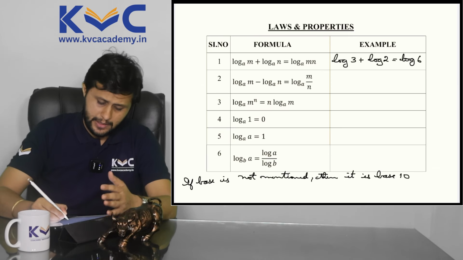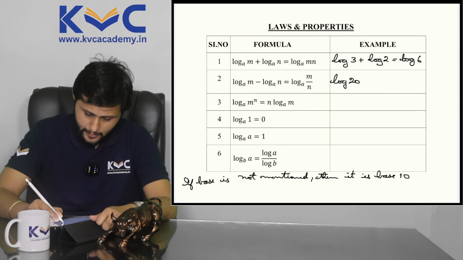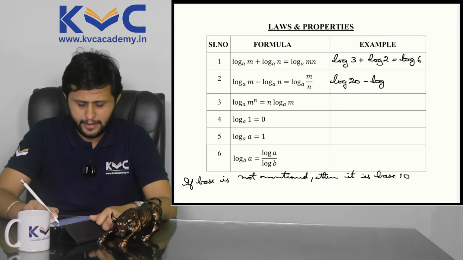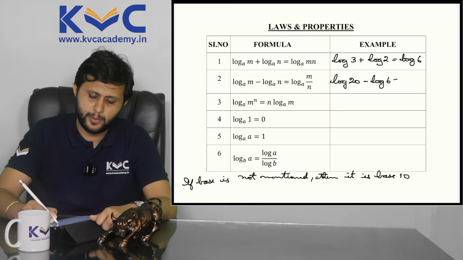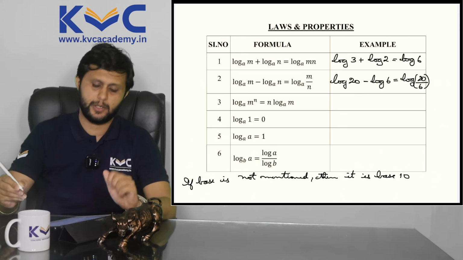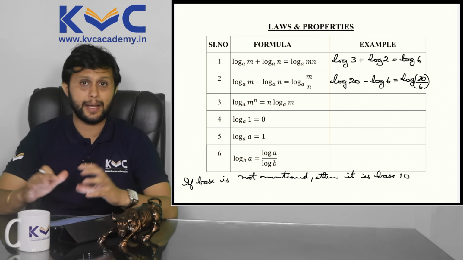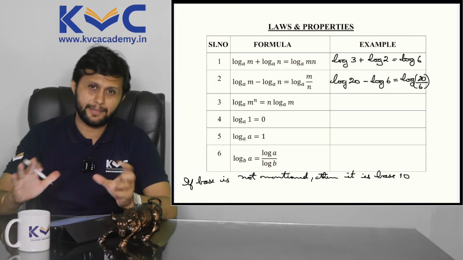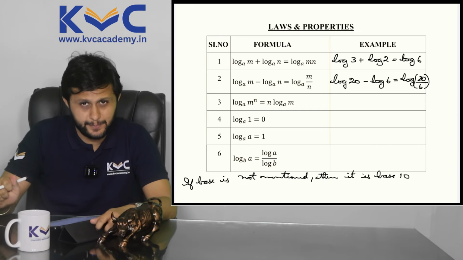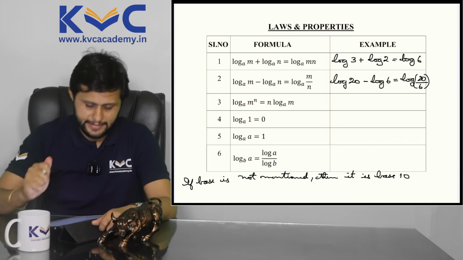Then for the second one also I will give an example. Logarithm of 20 minus logarithm of, let's say, 6. Then what would be the answer? Log 20 by 6. I'm not going to simplify this. I hope this much is clear. That is, when you have to add two values having logarithm, we just have to multiply those two numbers. But remember, the base should be the same. And when you have to take the difference, we have to divide those two numbers. But remember, the base should be the same.